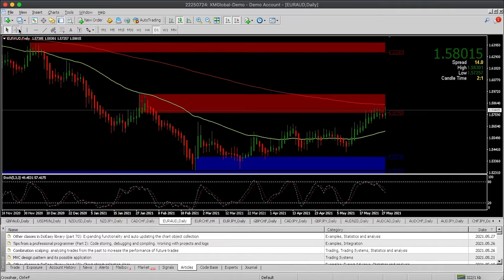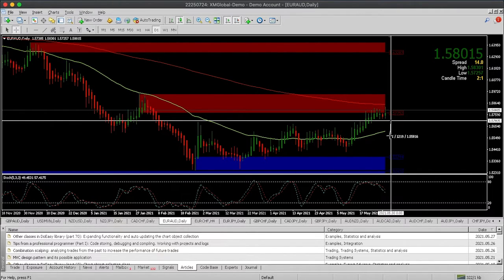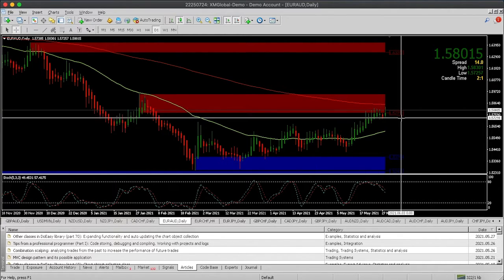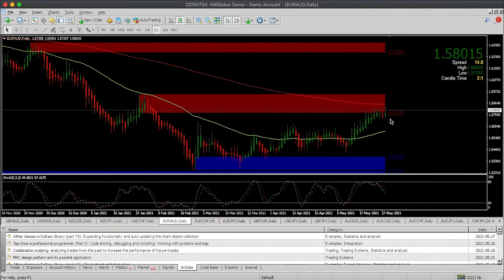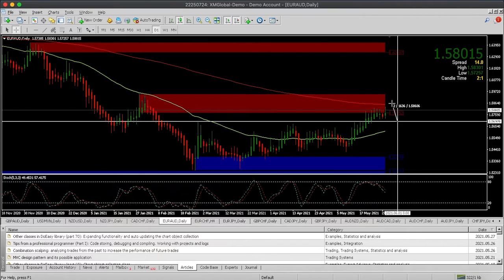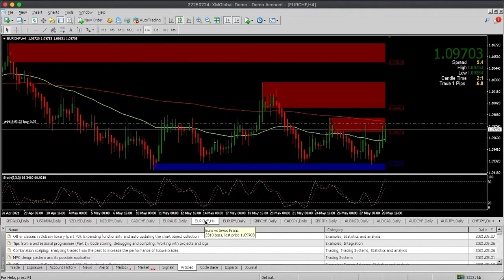Let's see how many pips. I'll be entering it around there. So that's a good amount of pips down to the demand zone. Let's see where our stop loss would have been. Around there. Well, not bad. That would be a good trade, but I need to see that big red candle form before I actually enter that trade.